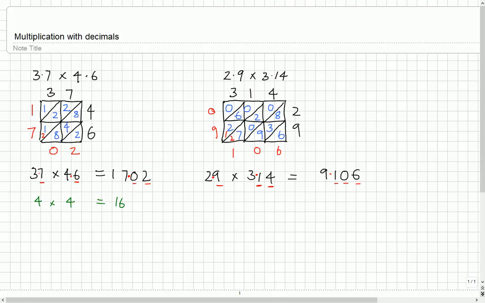But before we finish here, let's just do a quick estimation to make sure we're happy with our answer. So 2.9 is roughly 3, and 3.14, if we round to one significant figure, is 3, and 3 3s make 9. Does that look about right? Yes, it does. Looks fine to me. Okay, there we go.